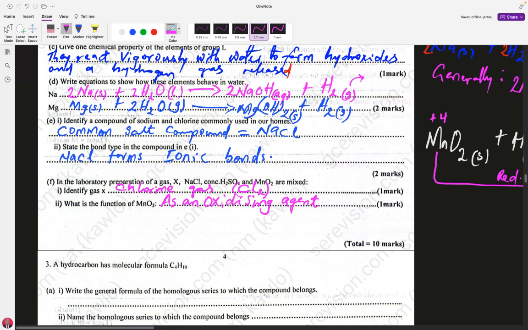A hydrocarbon has a molecular formula of C4H10. Write the general formula of the homologous series to which the hydrocarbon belongs. Good.